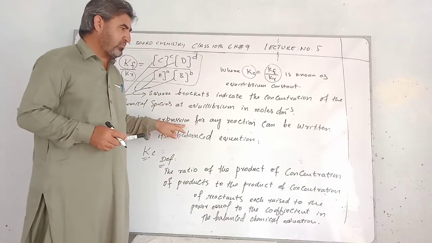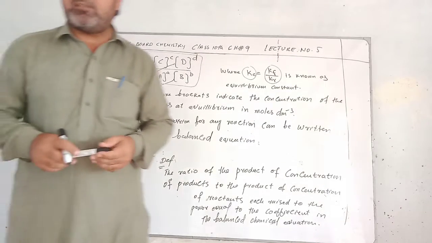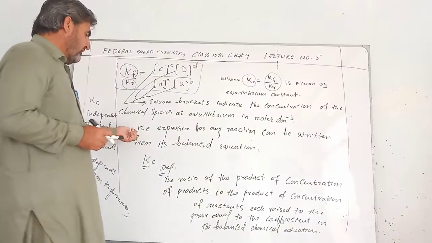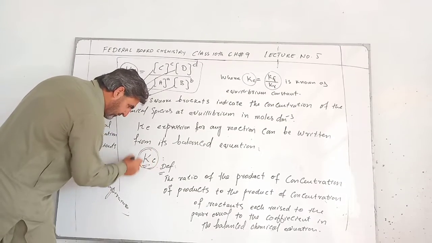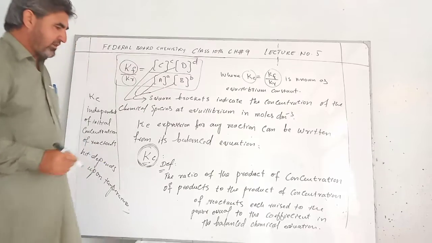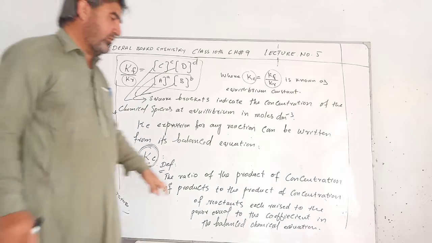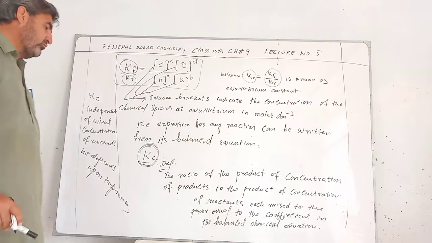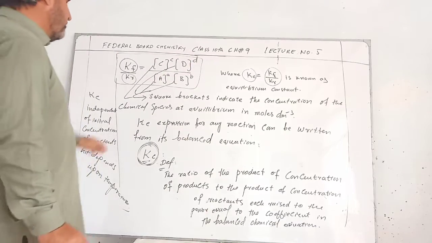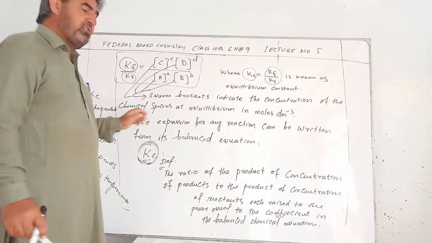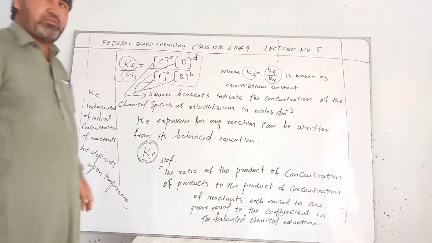Now the Kc expression for any reaction can be written from its balanced chemical equation. If you have a balanced chemical equation, then you can write the expression for Kc. Now we will define what Kc is. It is the equilibrium constant, and it can be defined as the ratio of the product of concentrations of products to the product of concentrations of reactants, each raised to the power equal to the coefficient in the balanced chemical equation.